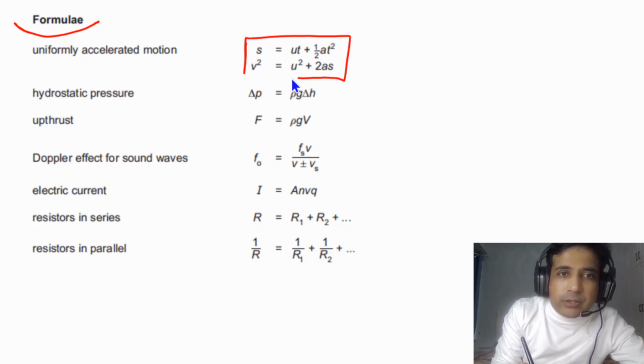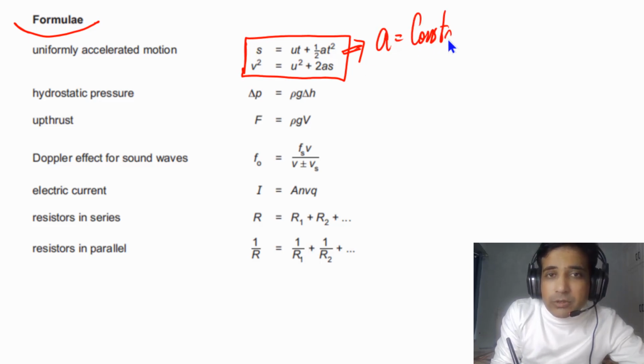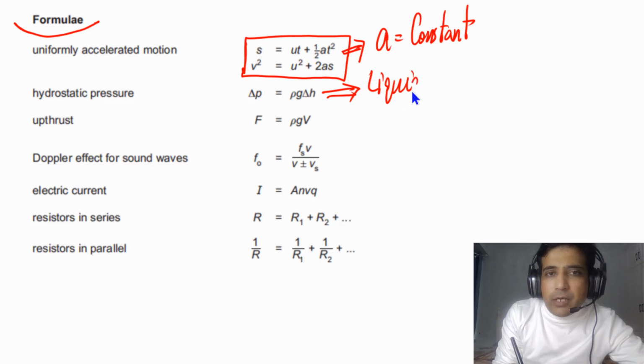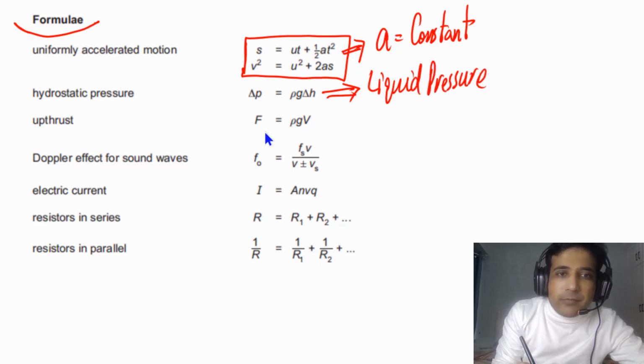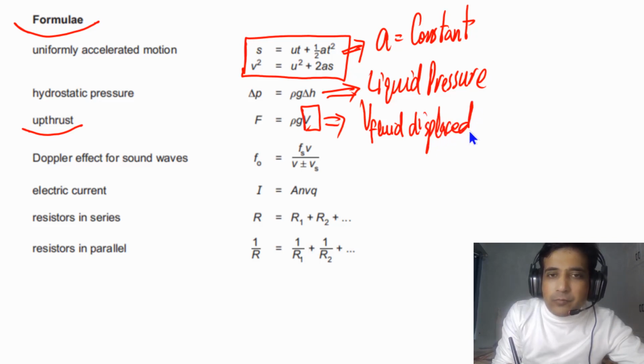If you look at these two formulae, you can only use them when a is constant, meaning the value of a is constant, or simply we can say when a is uniform. And this one you can use for liquid pressure, or we can say for hydrostatic pressure. The next one is very important. This is about upthrust. And this V is very important. V is the volume of fluid displaced. So you have to understand what V is representing.